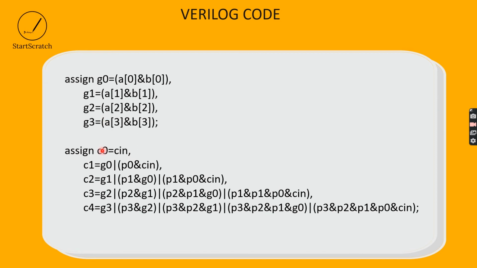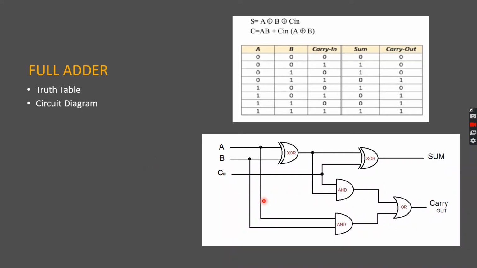And coming to here, C1 is just the OR gate between G0 and the AND of P0 and Cn. Here you can see, this is P0 and Cn, and this is G0, that is the AND gate between A and B. Both will be driven to the OR gate.